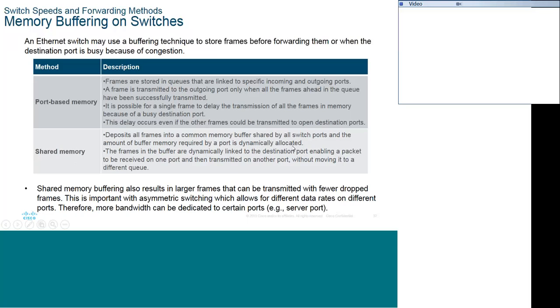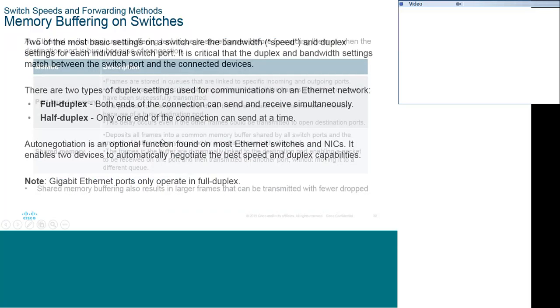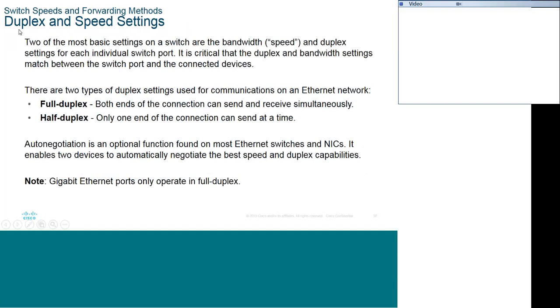The next topic is duplex and speed settings. There are two types of duplex settings: full duplex and half duplex. What do you know about that? Full duplex means two-way communication: both ends of the connection can send and receive at the same time. Half duplex means only one end of the connection can send at a time.